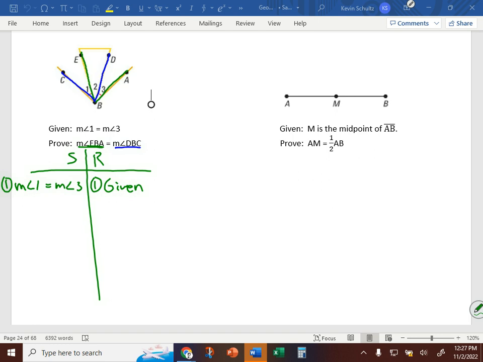So our next couple steps here should be introducing EBA and DBC. We have to use them in the proof, right? That's our proving statement. So how can we invite them to the party? What do we know about angle EBA? I will erase both here. I'll just highlight EBA so we can focus on EBA. What do we know about it? Sophie.